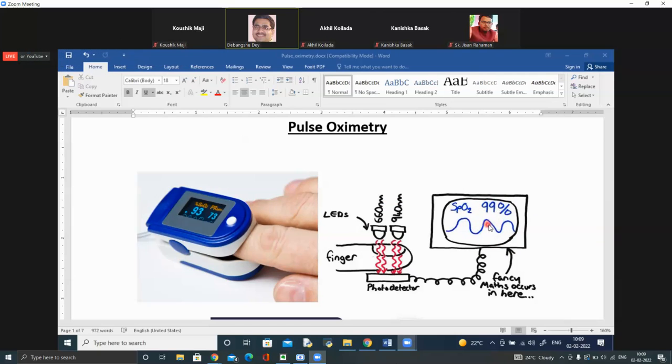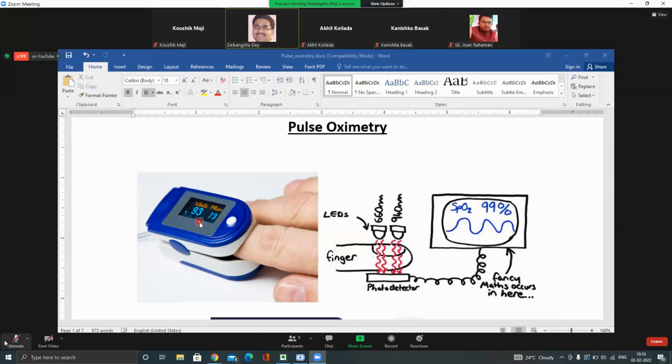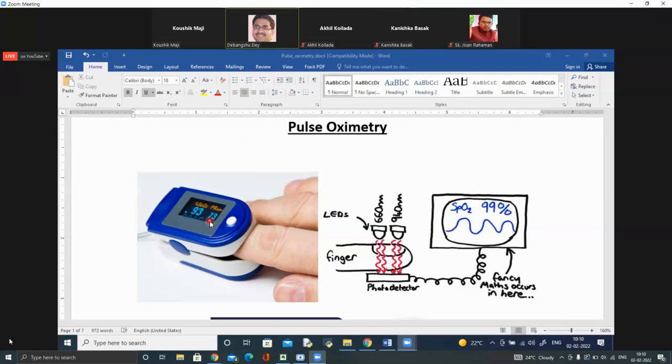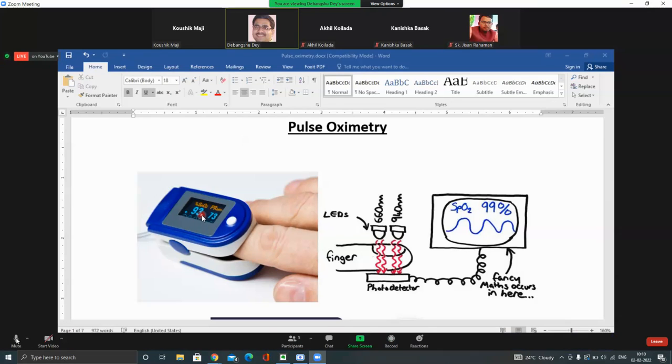Whatever I have shown here on the right side, can you see any difference between what is shown in the diagram and here? Can you identify any difference? It is not only the percentage. No, the percentage value I am not talking about. So beats per minute. Yes.